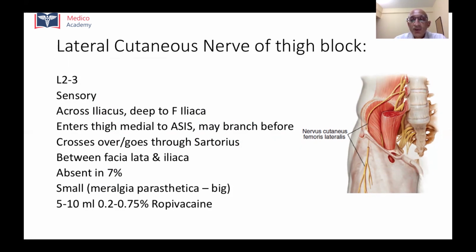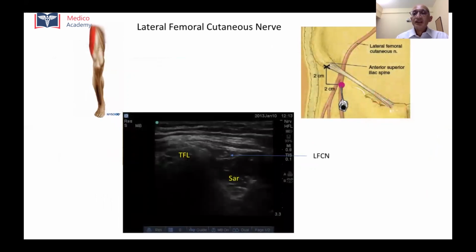It may be absent in 7% of the human population. It's usually very small, measuring just a couple of millimeters in diameter, but we have seen that in meralgia paresthetica, it tends to go very big, as much as nearly a centimeter. 5 to 10 ml of ropivacaine is sufficient to block this nerve. Now, with the help of landmark guidance, we go 2 centimeters caudal and 2 centimeters medial to the ASIS. The needle goes in through just one pop, that is fascia lata, and we deposit about 5 to 10 ml.